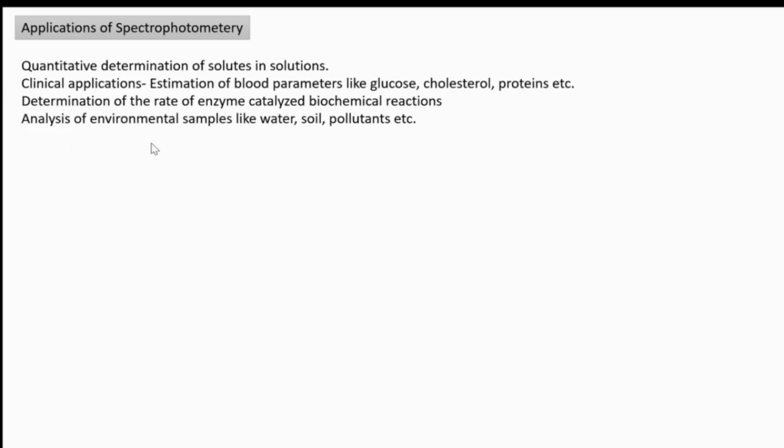We can also use spectrophotometry to analyze the quality of water and soil, and the amount of pollutants present in any sample solution. In all these fields, we can use spectrophotometry. These are its applications.